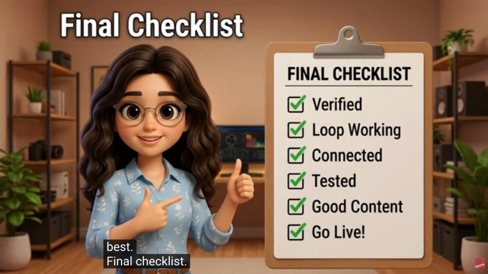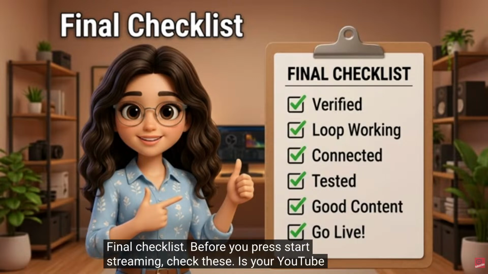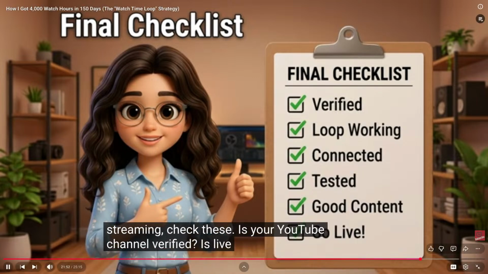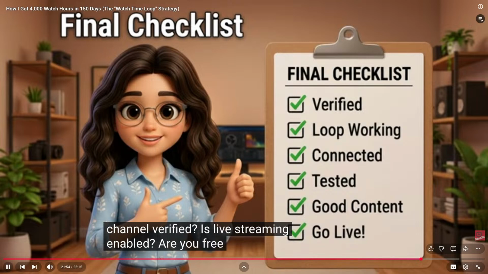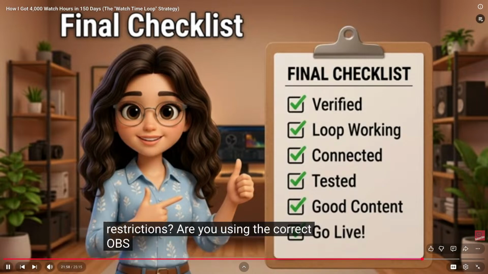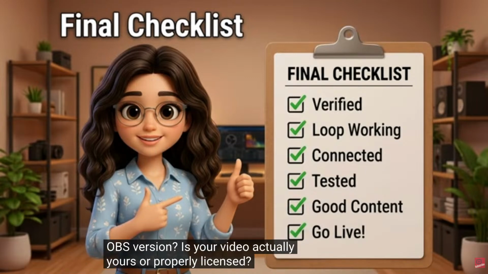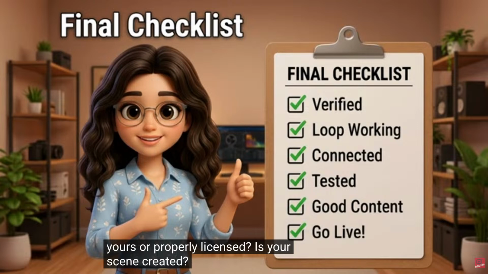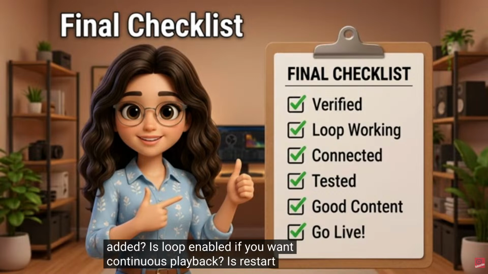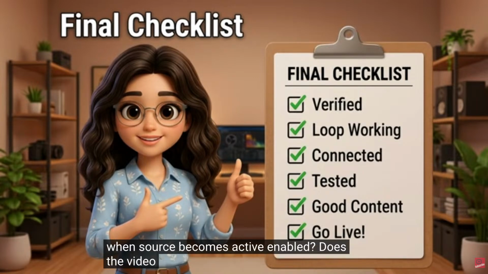Final checklist. Before you press Start Streaming, check these. Is your YouTube channel verified? Is live streaming enabled? Are you free of recent live restrictions? Are you using the correct OBS version? Is your video actually yours or properly licensed? Is your scene created? Is your media source added? Is loop enabled if you want continuous playback? Is restart playback when source becomes active enabled? Does the video fit your canvas?